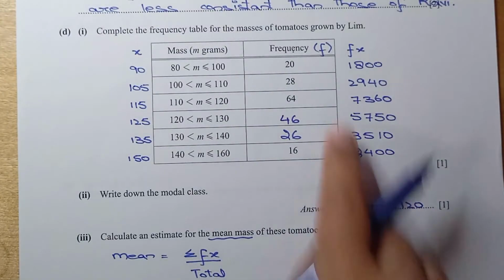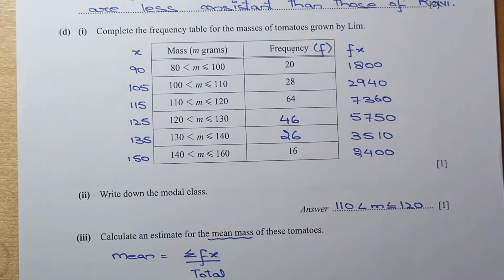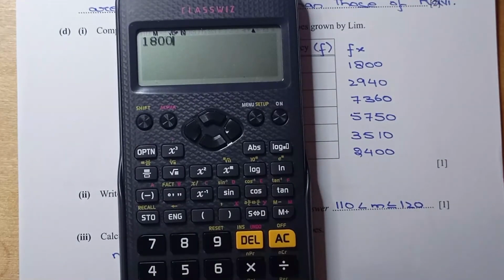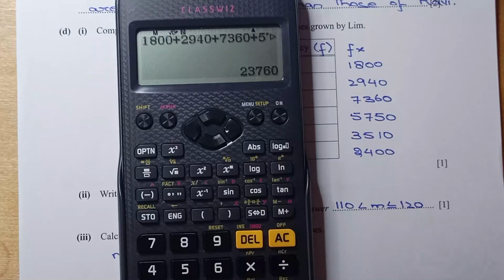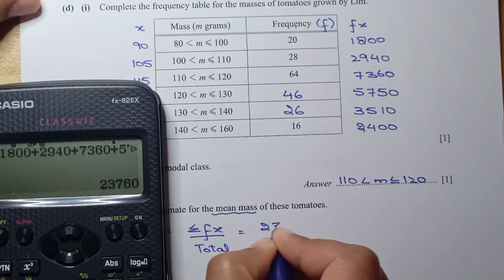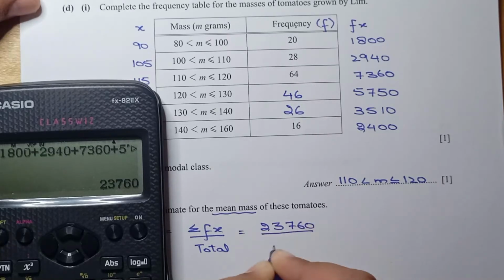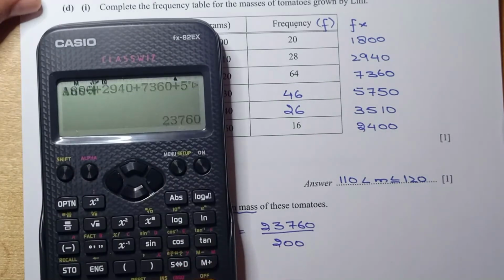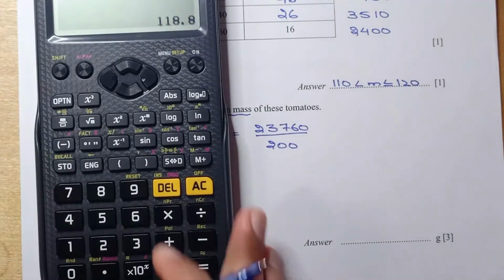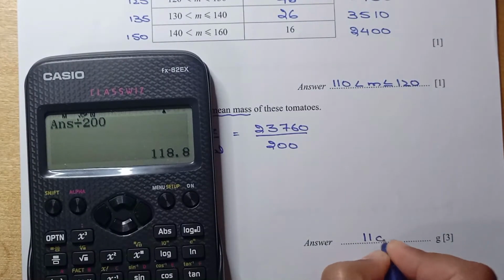Okay, now we need to find the sum of fx for the mean, and divide by the total number of tomatoes, which is 200. So let me add them up: 1800 plus 2940 plus 7360 plus 5750 plus 3510 plus 2400. This is the sum of fx, 23,760, divided by 200 tomatoes. Dividing by 200, this is 118.8 grams, the mean mass.